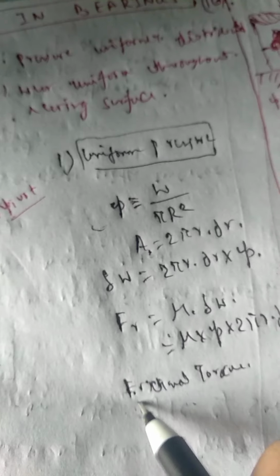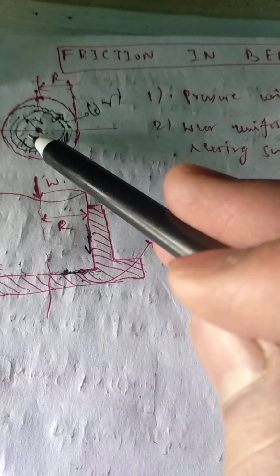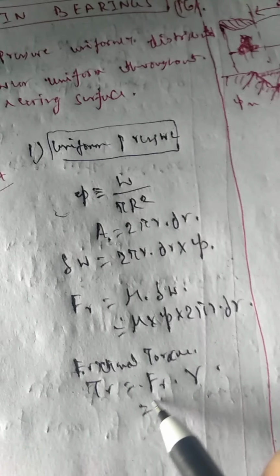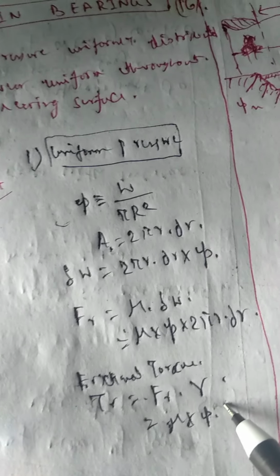So the frictional torque, force into r: Tr is equal to Fr into small r, since we have considered it at a distance of r. Now this value comes out to be mu into p into 2 pi r square into dr.